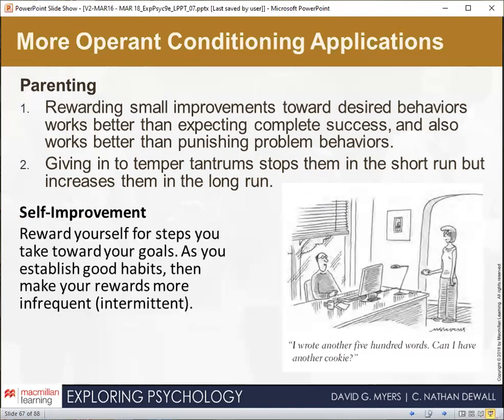So self-improvement: reward yourself for steps you take toward your goals. As you establish good habits, then make your rewards more infrequent and intermittent. One of the reasons we want to do that is because if you externally reward behavior that should be something very intrinsic to you, you could sort of zap your intrinsic motivation for doing certain things. And I think we'll talk about that in a few slides here. But the notion is these are very powerful things that we can do to apply operant conditioning to our life through parenting as well as through self-improvement.